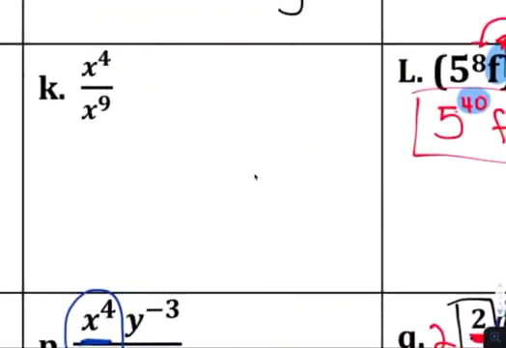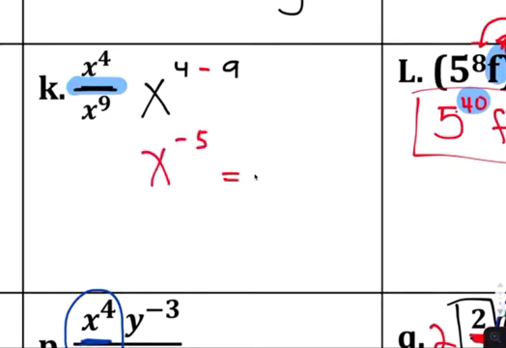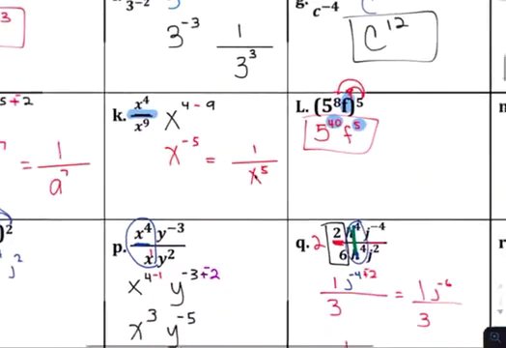Now, x here, when you divide, here's the division. Base of x, exponents of 4 and 9. You subtract the exponents. So x to the negative 5. Because it's a negative, the negative goes on the bottom, x to the 5th, and there's nothing on top, it's a 1.